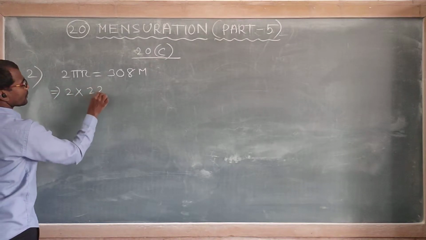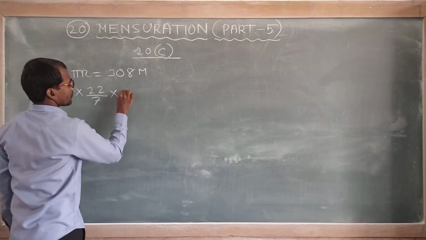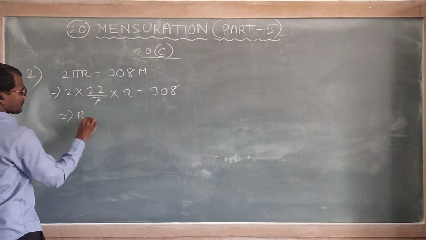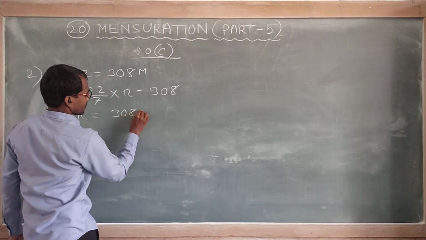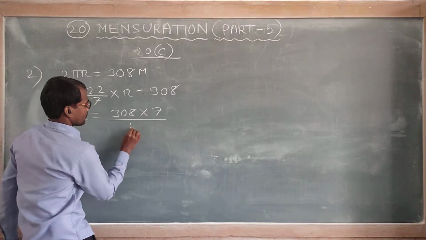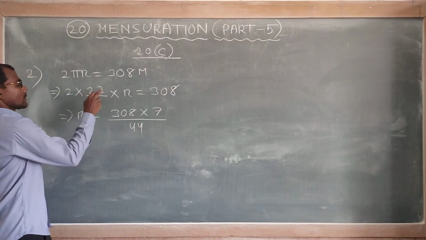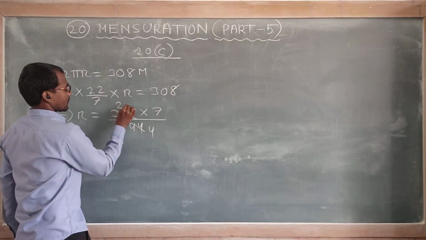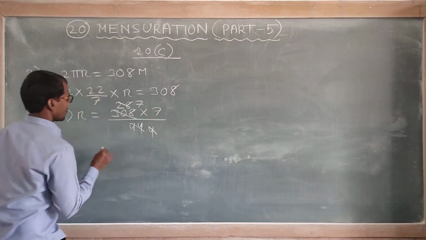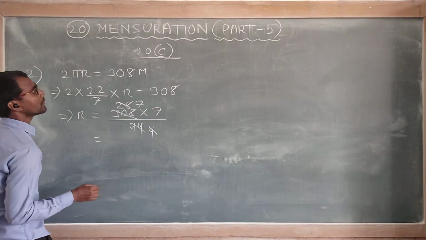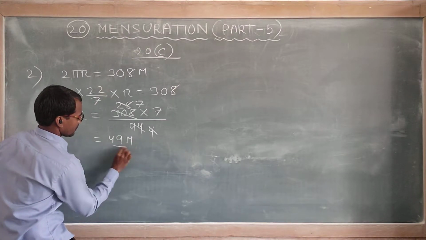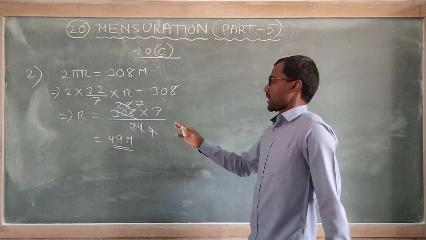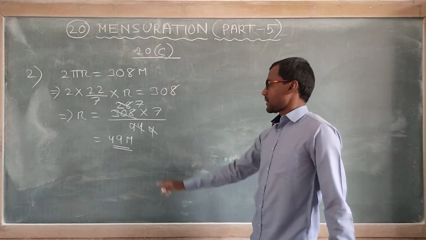So 2 into 22 by 7 into r is 308. So r is equal to 308 into 7 by 44, since 2 into 22 is 44. Let us simplify. 11 4s are 44, 11 28s are 4 7s. So it is 49 meter. So the radius of the circular field is 49 meter.